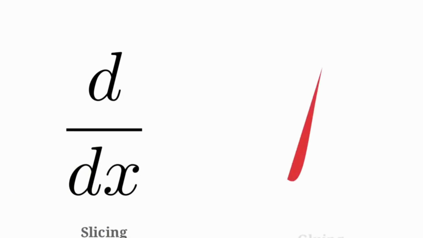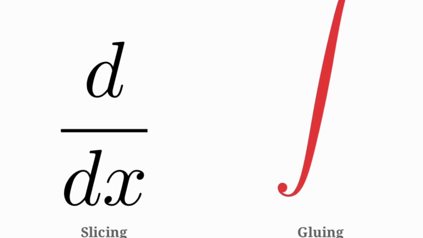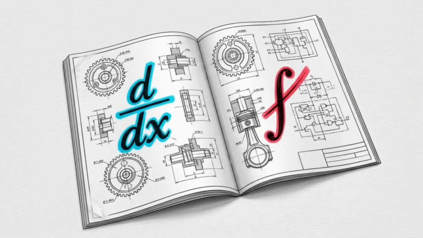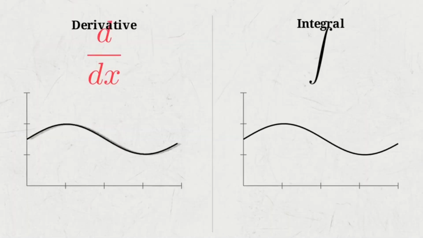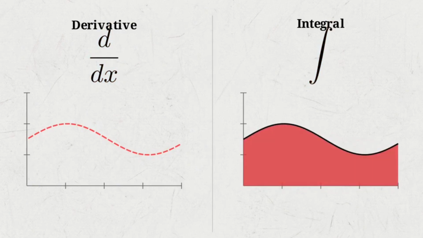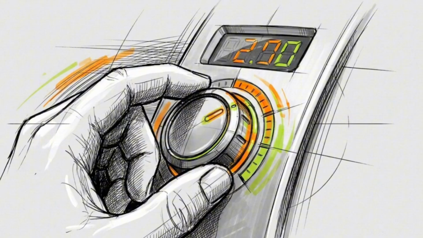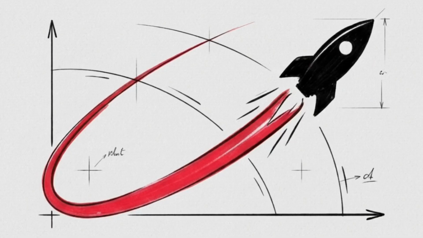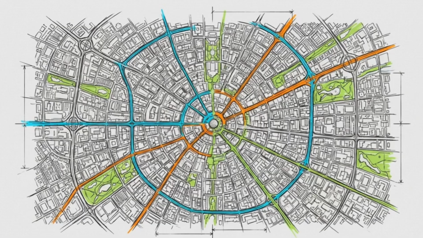This is why we use symbols like the derivative's d over dx or the integral's long flowing S. These symbols act as instructions for the actions we just saw. One tells us to slice a curve into pieces, and the other tells us to sum those pieces back together. By mastering these two movements, we can calculate everything, from the trajectory of a rocket to how populations grow over time.